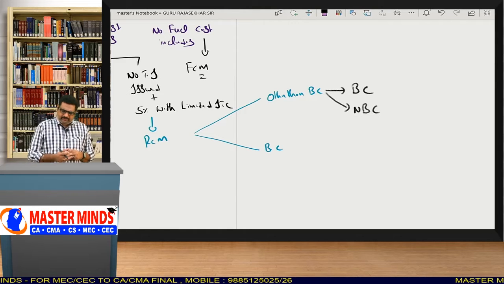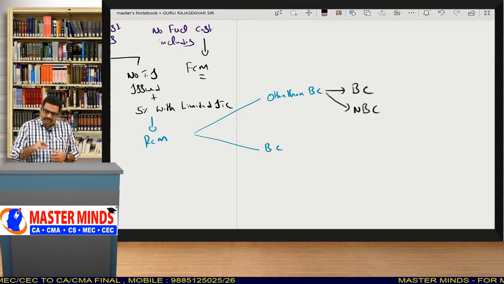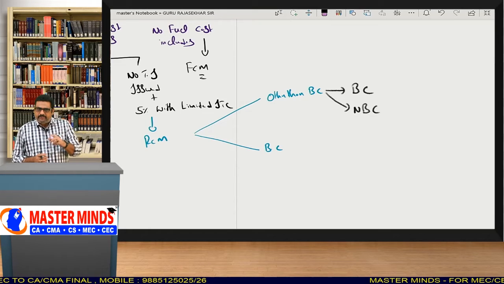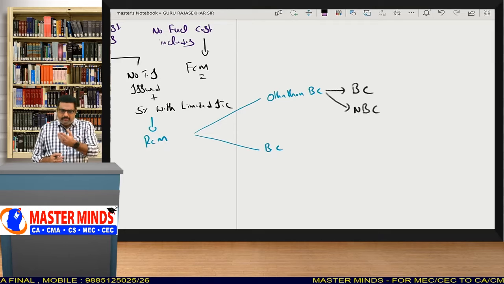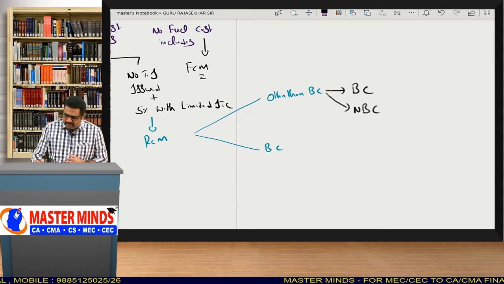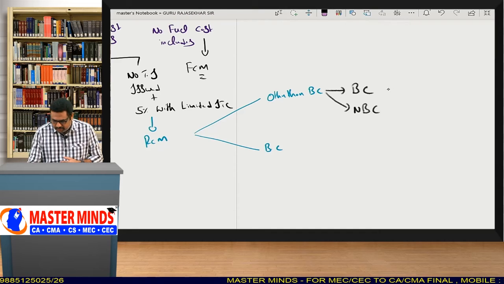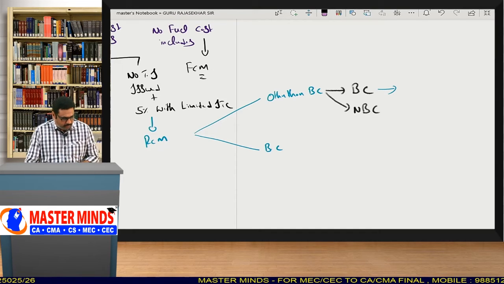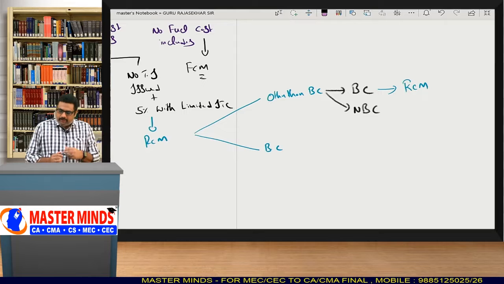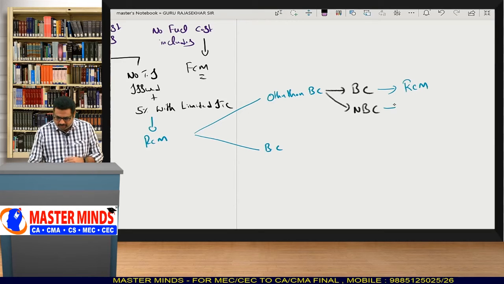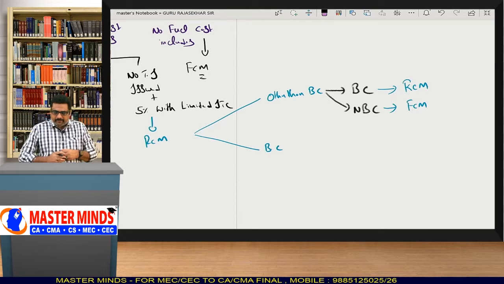Supplier is a person who is other than body corporate. That person is providing service to a recipient who is a body corporate and who is a non-body corporate. In this particular case, what is the answer that is applicable? If at all the service is provided to a body corporate, then RCM is applicable. If at all this particular service is provided to a non-body corporate, then FCM will be applicable.